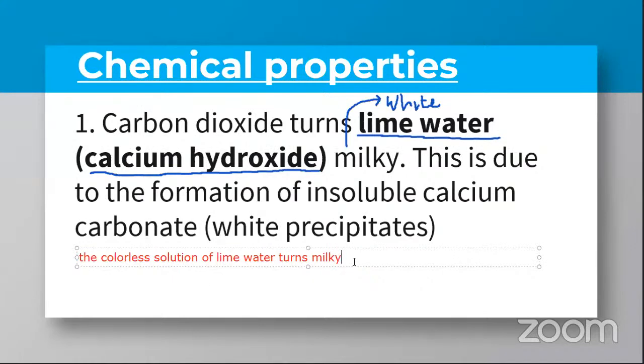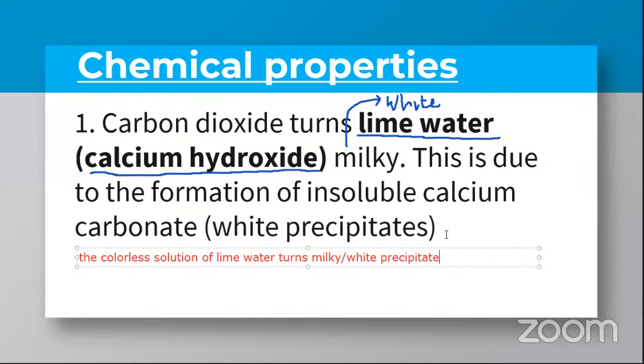And we are saying this is due to the formation of insoluble calcium carbonate, which is a white precipitate. So we can say it turns milky, or we can say it turns to a white precipitate. A precipitate is a solid. It's a solid, and it can have different colors. It can be blue, it can be white, it can be yellow, it can be any color. So this would be our observation.